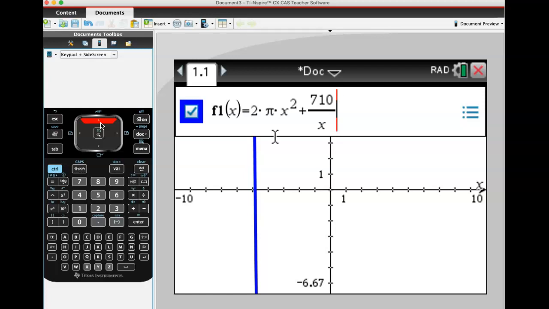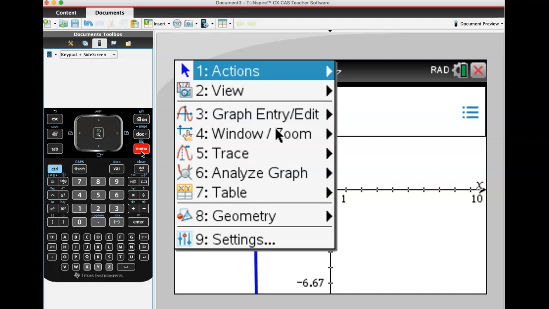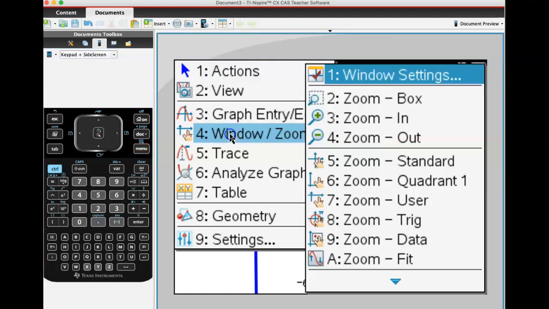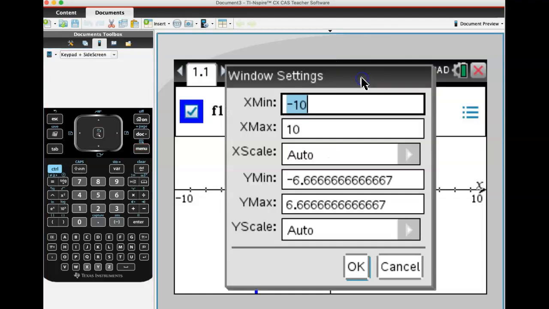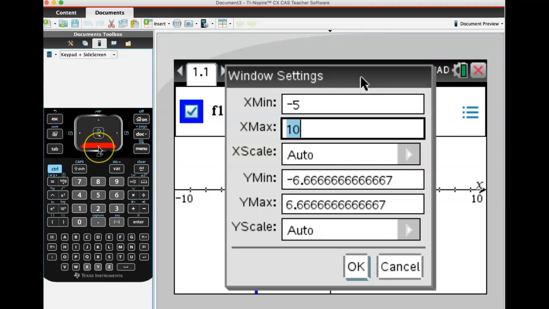And what we are going to do is we're going to go into our menu and we're going to change our windows here. And my window settings, well, I'm still going to say -5 for my minimum. My maximum, I'm not thinking is going to be much bigger than 10. My auto, this scale, I can go by ones, I'm thinking.